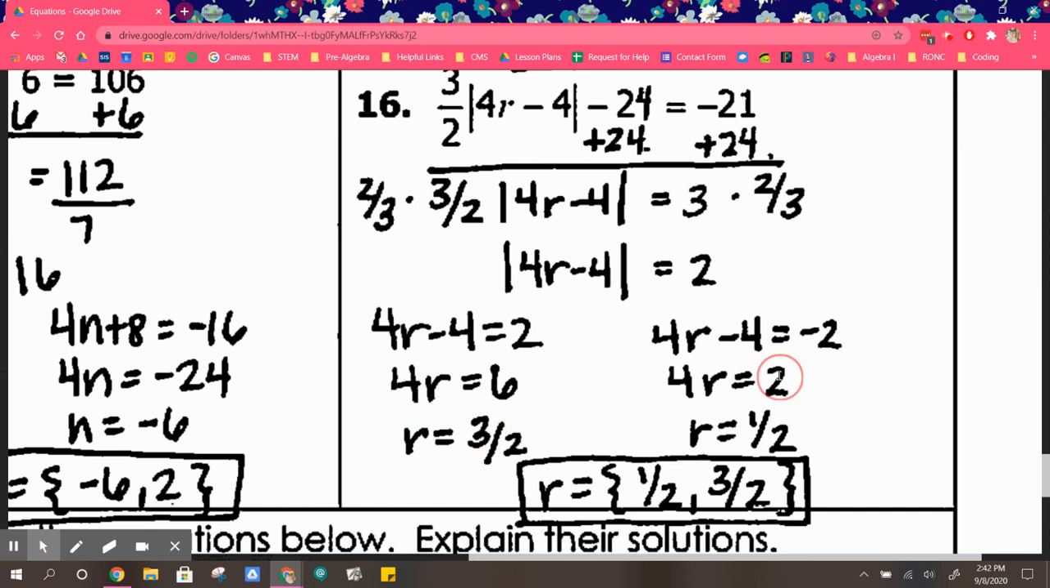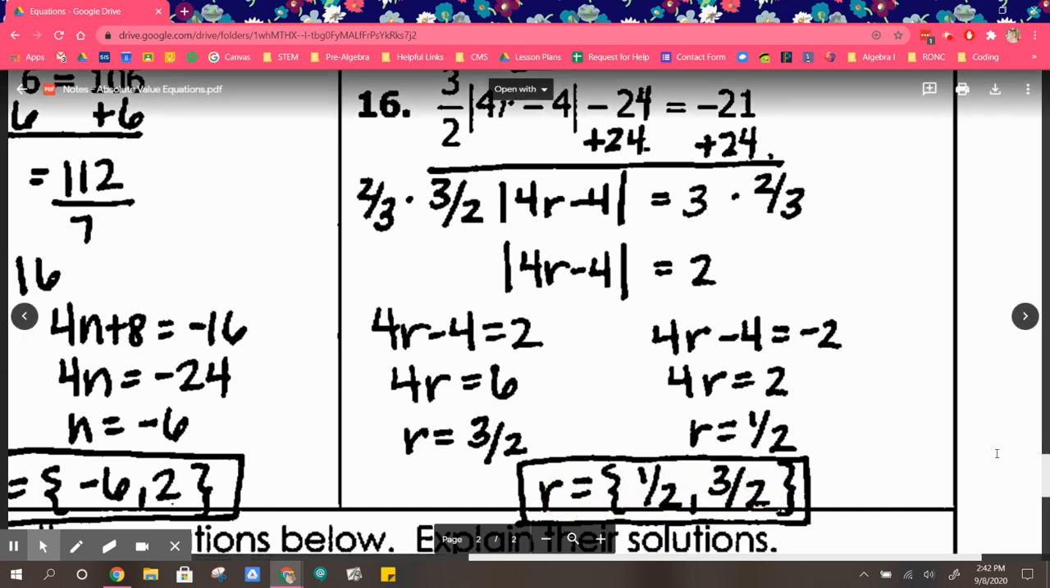And over here you got 2 over 4, which does reduce to 1/2. So make sure that you are simplifying your fractions before you write your answers. And keep them in improper fraction form. Don't change them to mixed numbers. Keep them as improper. So we have r equals 1/2, comma, 3 halves.